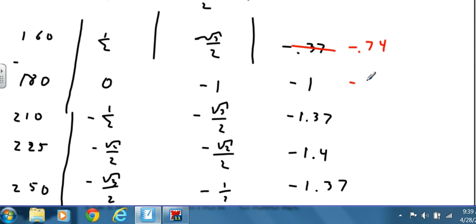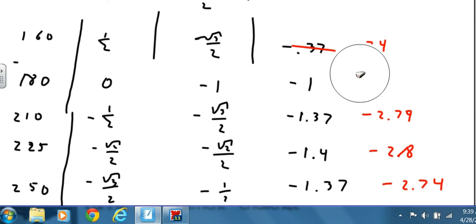Minus 2. Minus 2.74. Minus 2.8. Minus 2.74. Even though that looks sort of like a 9, it's really a 4. That was good. I like that.